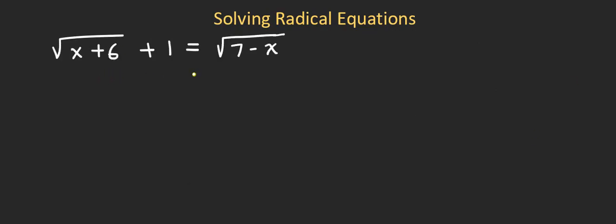Let's take a look at this example. We've got radical x plus 6, plus 1, equals radical 7 minus x. We have radicals on both sides. So what we need to do is square both sides.